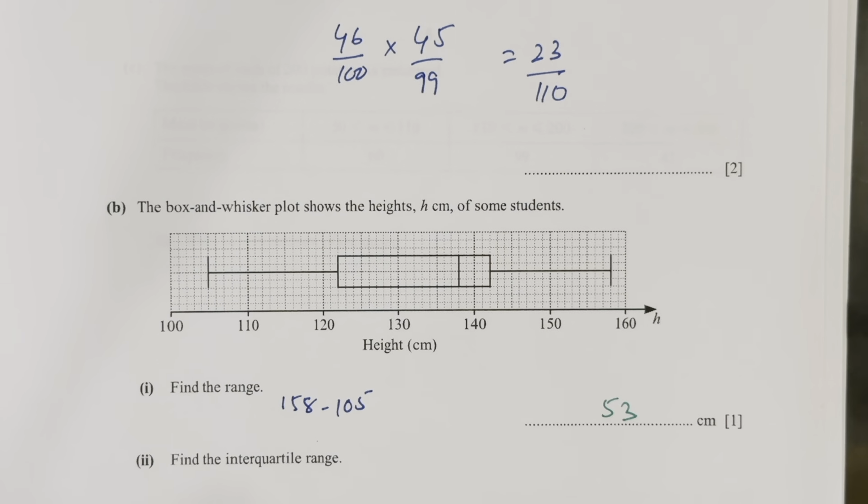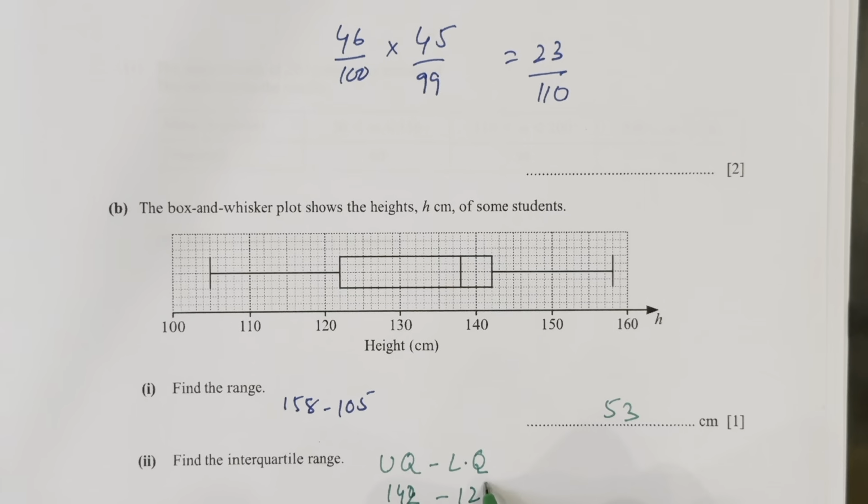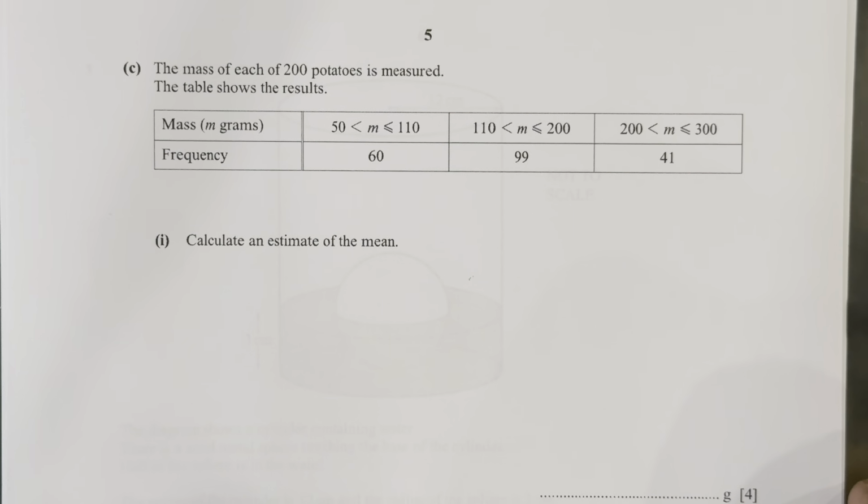Find the interquartile range. We know that interquartile range is upper quartile minus lower quartile, and for the upper quartile we have the value 142 minus lower quartile 122, and we get the value 20 centimeters. You can always find the upper quartile by multiplying the total value by 3 by 4 and the lower quartile by 1 by 4. Okay, moving to its next part, C part.